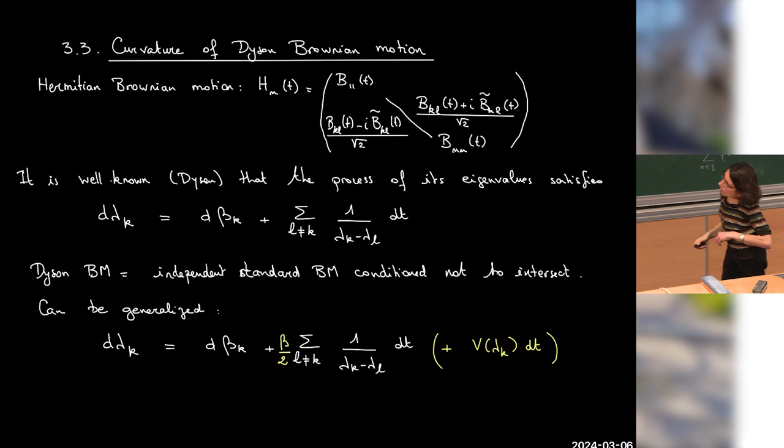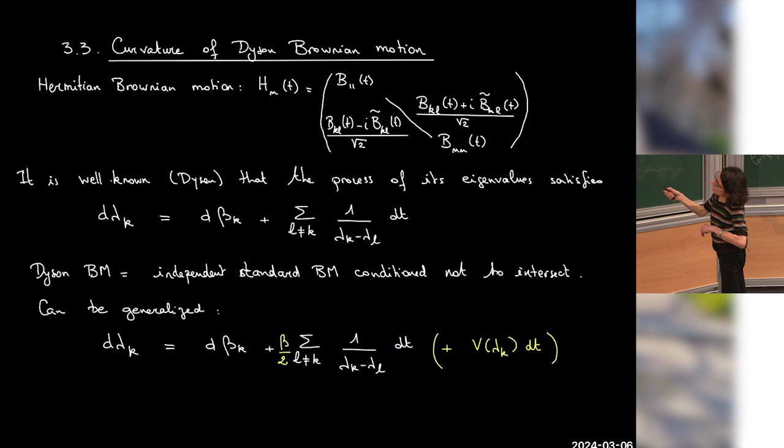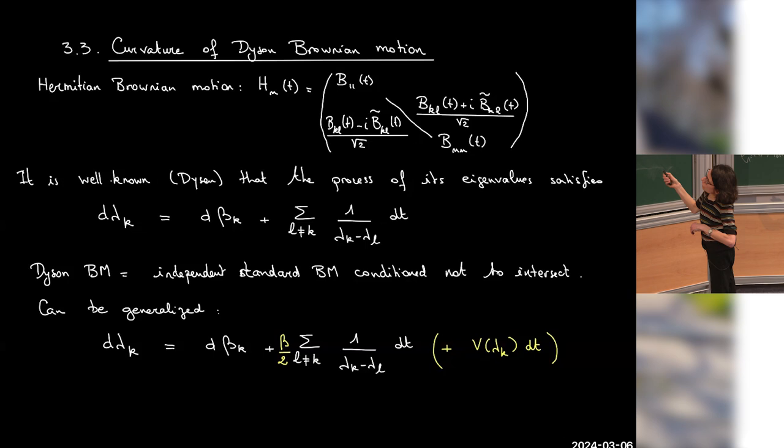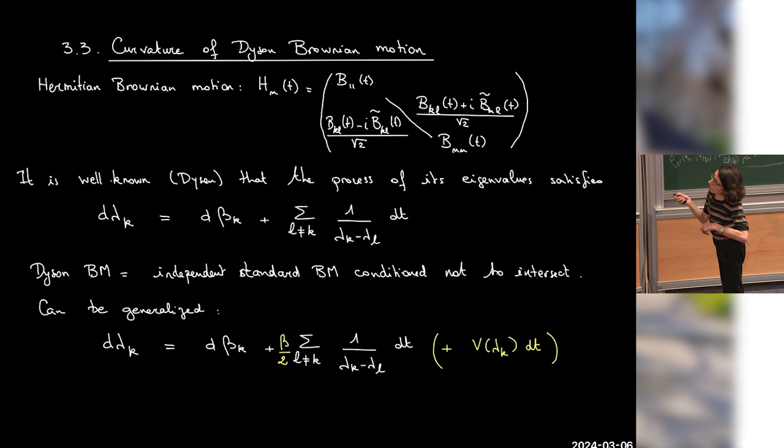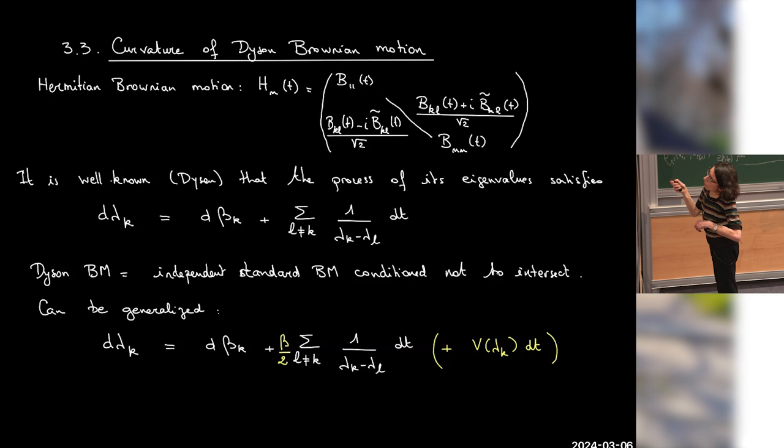So for the eigenvalue lambda k, you have a Brownian term, with beta k independent Brownian motions, and the interaction is very singular, it is the sum of one over lambda k minus lambda l for all l different from k. It's called Dyson-Brownian motion, and it can be seen as independent Brownian motions conditioned not to intersect. It has been much studied in the finite case, and this is directly related to this model, but you can play with the system of equations. It won't necessarily be related to a simple process on matrices, but you can still look at the process and add a beta here by analogy, or add a confining potential also, and it's called generalized Dyson-Brownian motion.